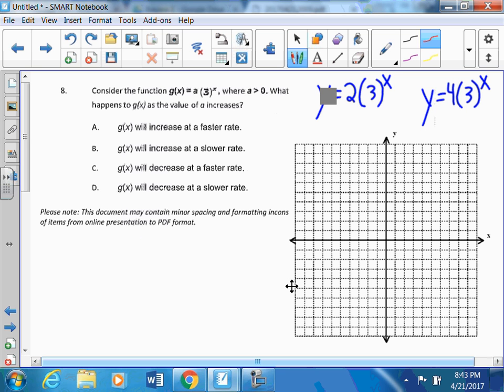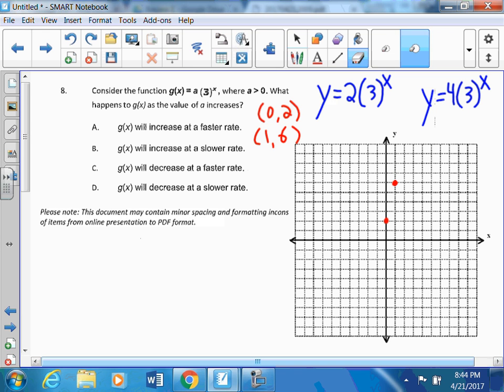All right, so I'm going to pick numbers to plug in for x. Let's pick 0. If I plug 0 in for x, 3 to the 0 power is 1. 1 times 2 is 2. So right now I plugged in 0 and I got out 2, the point (0, 2). I'm going to plug in 1 for x. 3 to the first power is 3. 3 times 2 is 6. So (1, 6), right there.